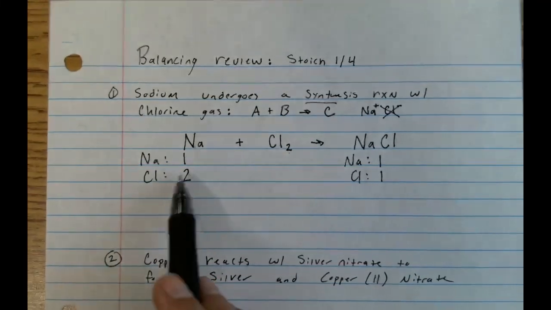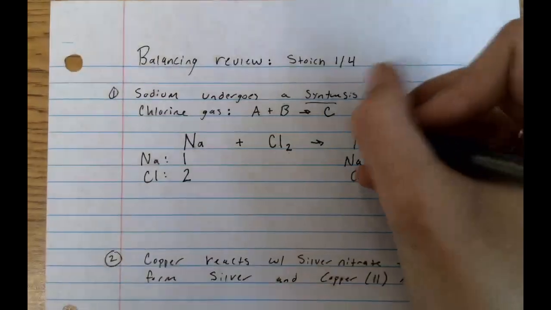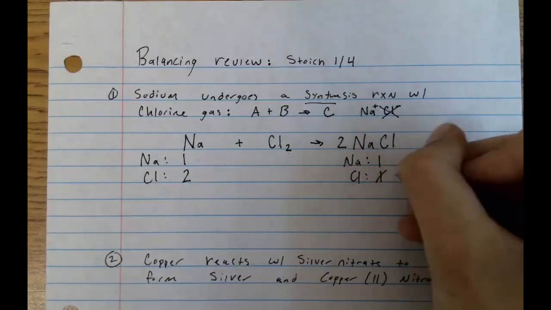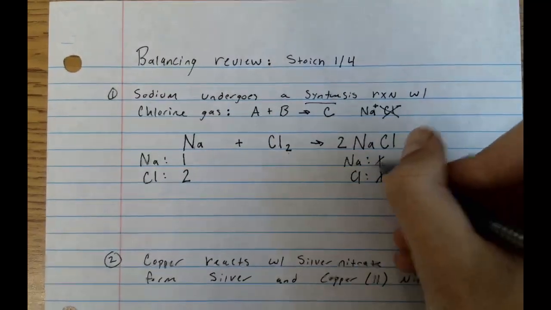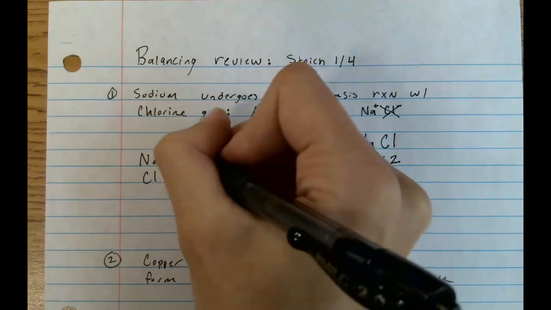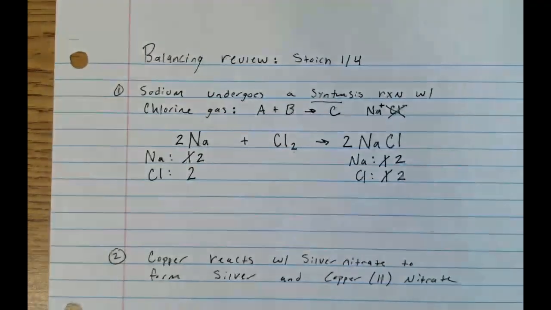So what I'll notice is I have 2 chlorines on the left, so to balance it, I'm going to put 2 on the right. What that does is that changes this to a 2, but it also changes sodium to a 2. So to fix that, I'm going to put a 2 in front of sodium right there.